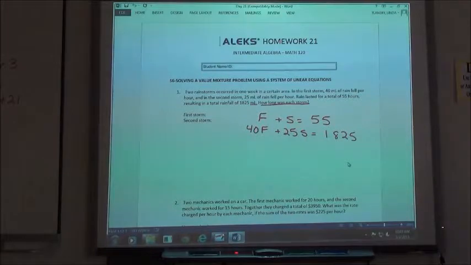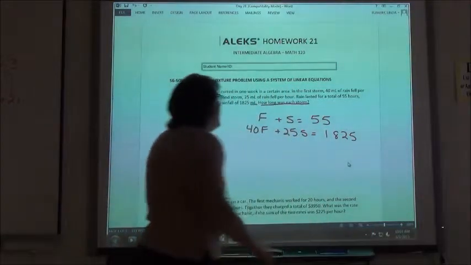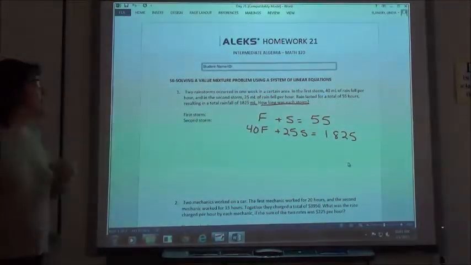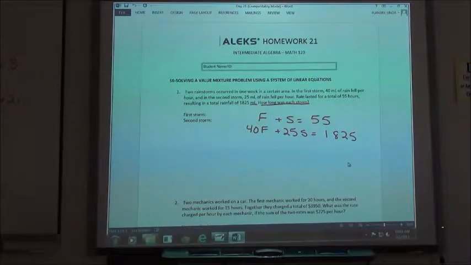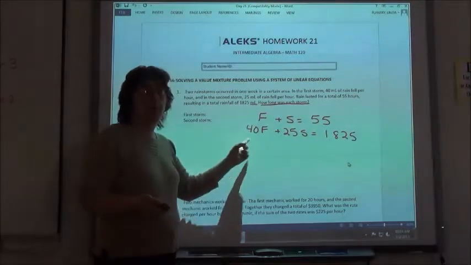Now you can solve these 2 different ways, either by the addition method, which is the one I prefer, or by substitution. First one I'm going to do by the addition method, and then I'll do the second one by substitution, and then you can decide which way you like better. I want to find both the first and the second storm, so it really doesn't matter which variable I eliminate from my equation. I'm just going to go ahead and get rid of the f's.